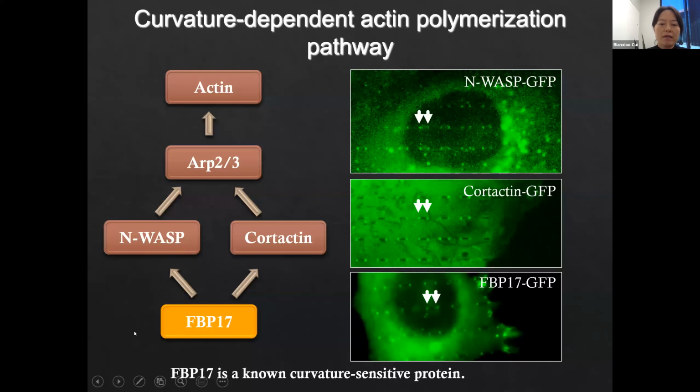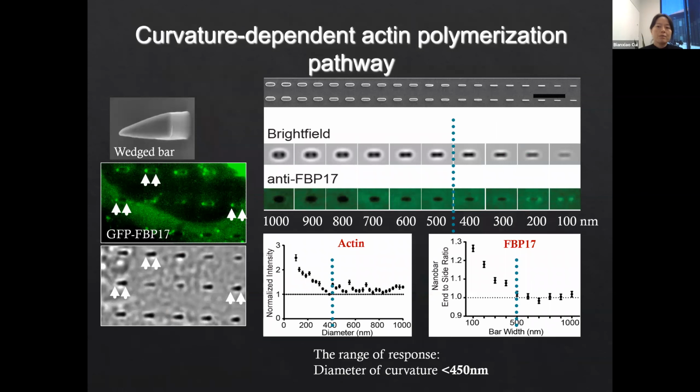And by the time we found FBP17, we knew that we probably hit the target, because FBP17 is actually a well-known curvature sensing protein. It has a family of three proteins. We examined the entire family. All three proteins show preferential accumulation at the end of nanobars. So FBP17 is so curvature sensitive that it's extremely clear.